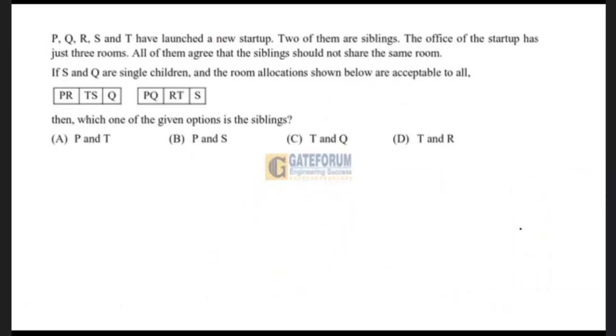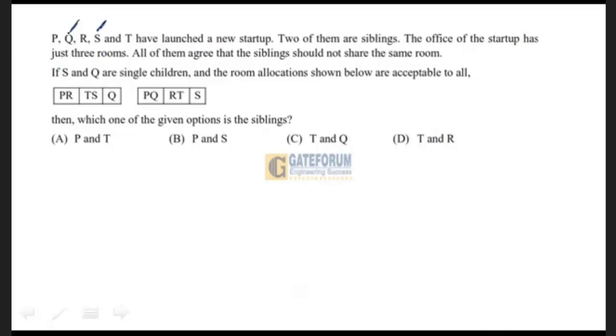Let's go on to the second question. P, Q, R, S, and T have launched a new startup. Two of them are siblings. The office of the startup has just 3 rooms. All of them agree that the siblings should not share the same room. S and Q are single children, they do not have any siblings. The room allocations shown below are acceptable to all. Then which of the given options is the siblings?